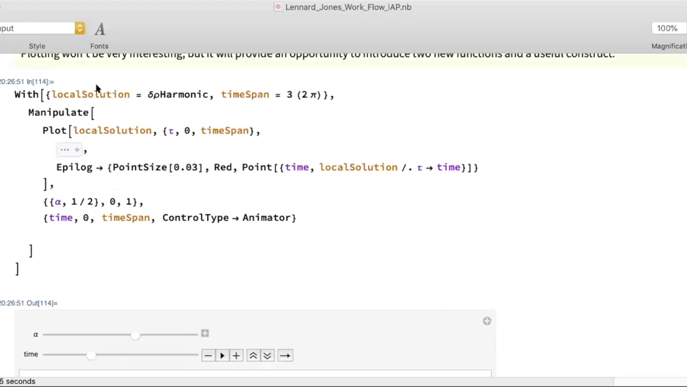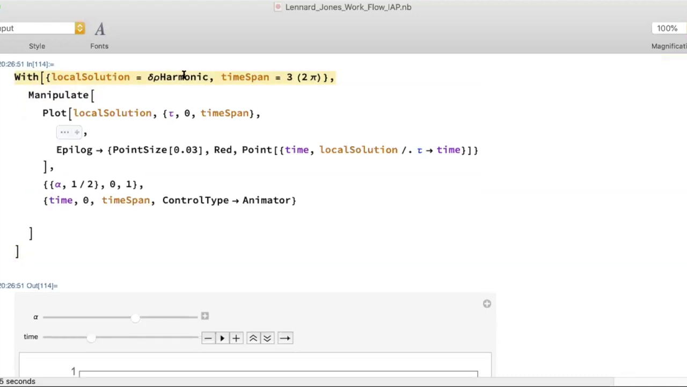Okay, so the first thing I did is I said, okay, I'm going to let the local solution be this dp harmonic, and this With statement is a handy thing to wrap around Manipulate. And I won't talk about why right now, but it turns out that many people who are just beginning will find that their Manipulates are not working, and the solution is often that wrapping this around Manipulate for things that are local to the Manipulate will help.